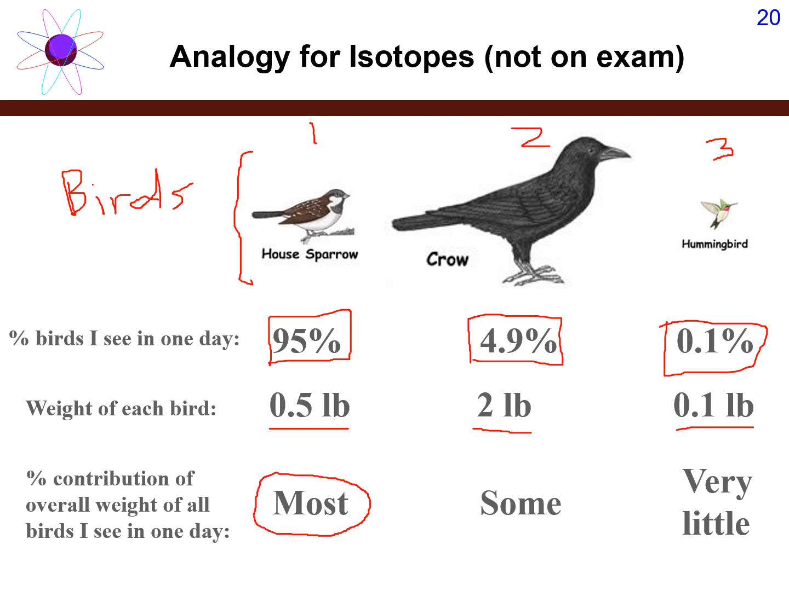Well, of all the birds that we're looking at, 95% were sparrows, and they weighed half a pound each, and so the percent contribution of weight of all the birds I saw mostly comes from sparrows. Some of the overall weight of all the birds combined would come from crows, and very little would actually come from hummingbirds. So remember, these are all birds, and now we're going to talk about elements.